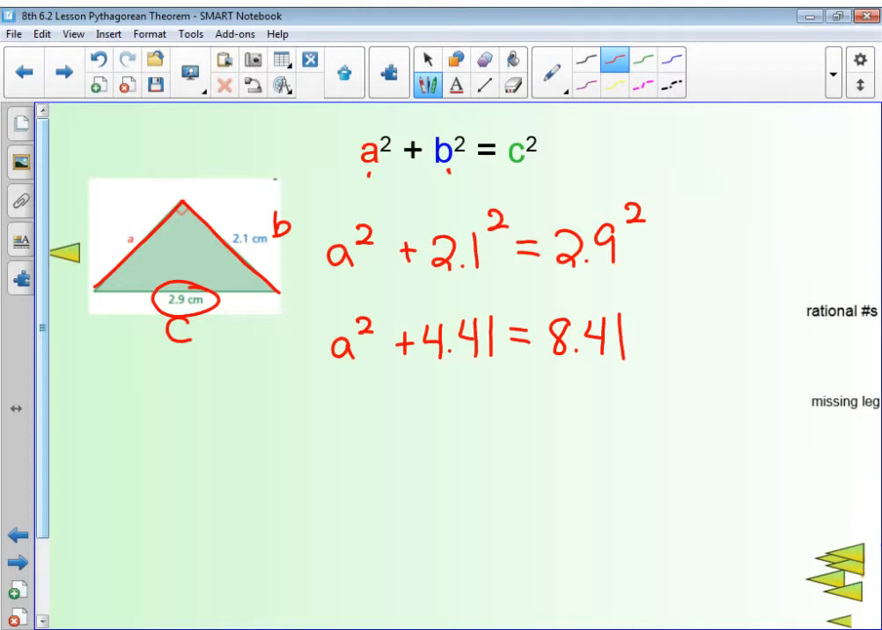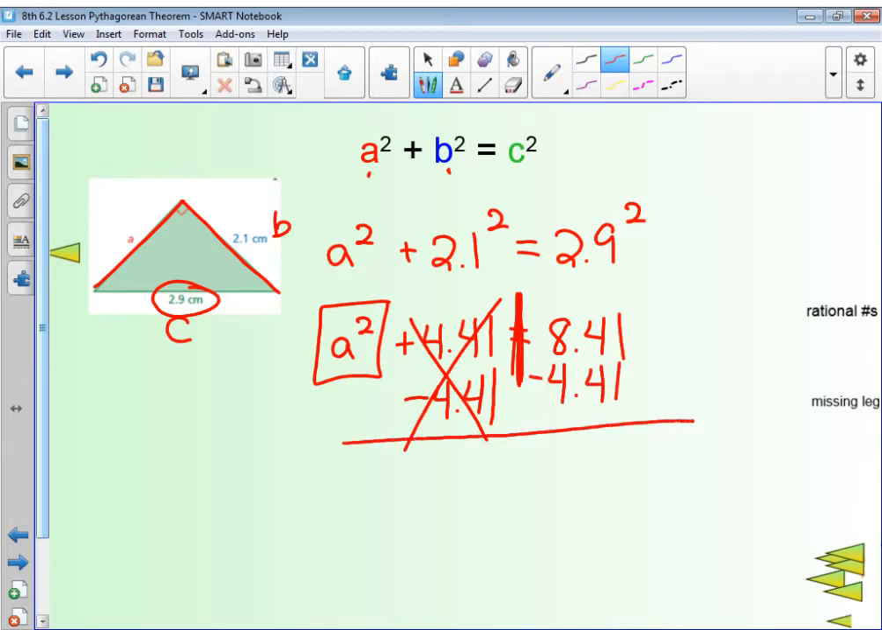Okay, I want to work to get A squared by itself. Here's my equal sign. How am I going to get rid of that 4.41? I'm going to subtract. So I'm going back to stuff that we reviewed in chapter 1. That's gone. So whatever I do to one side, I have to do to the other. I now have A squared equals 8.41 minus 4.41, which is 4.